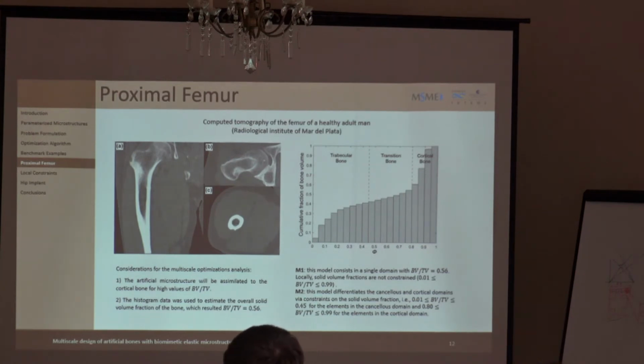But in the second model, we divided the domain in trabecular bone and cortical bone. In the trabecular bone, we are imposing an upper bound on the solid volume fraction of 45%. And in the cortical bone, we imposed a lower bound of 80% for the solid volume fraction.